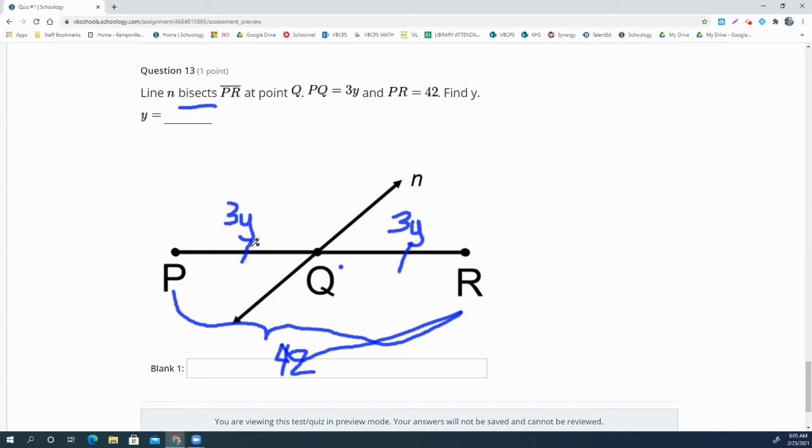This left side is 3Y, this right side is 3Y. So in my head, I'm going to do 3Y plus 3Y is 6Y. 6Y equals 42. And then what's 42 divided by 6? Y equals 7. Okay.